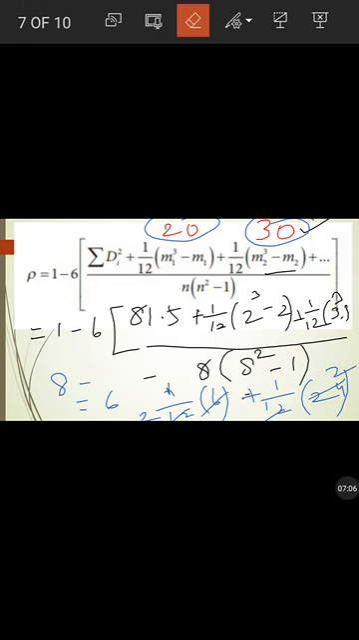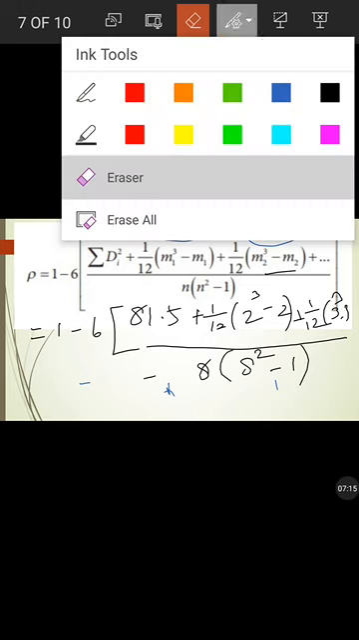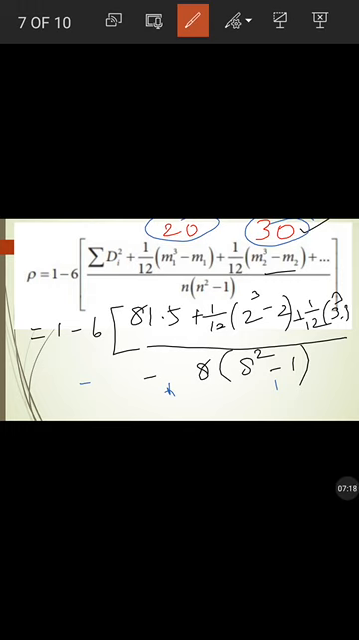So I hope you all understood the step also. Let me do the step again. Okay, that is equal to 1 minus 6 into 81.5 plus 1 by 12 into 2 cube ன்னு சொல்லியிருந்தேன். ஸோ 2 cube வந்து என்னது? 8. 8 minus 2 6. ஸோ 1 by 12 into 6 plus 1 by 12 into, here the calculation is 3 cube minus 3.